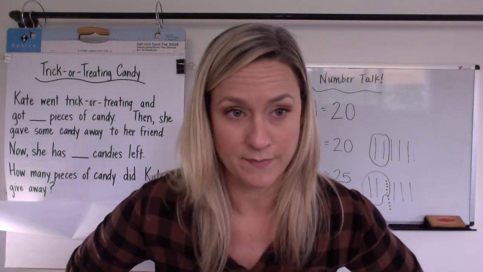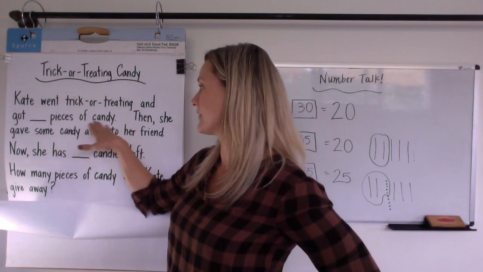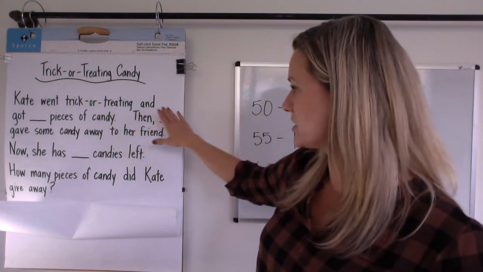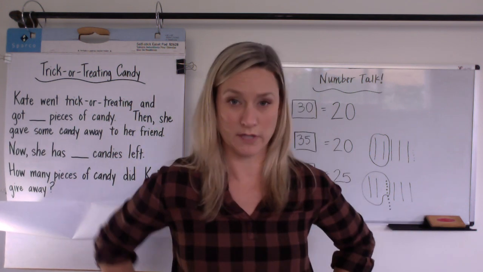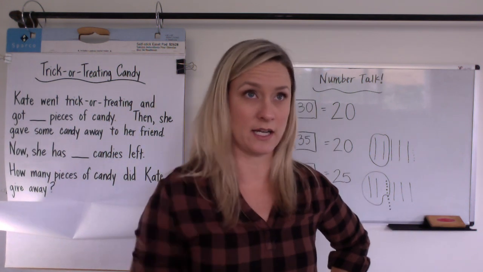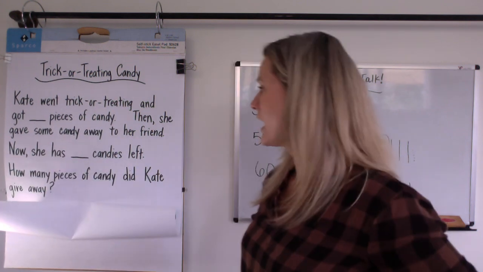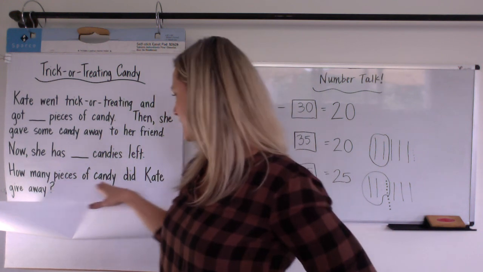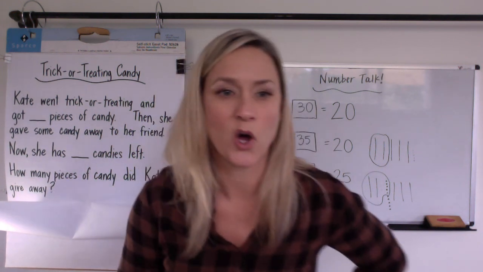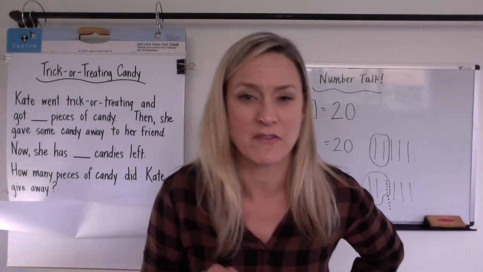Trick-or-treating candy. Kate went trick-or-treating and got pieces of candy. Then she gave some candy away to her friend. Okay, so Kate got some candy. Then she gives some away to a friend. Now she has candies left. How many pieces of candy did Kate give away? Okay, so we're trying to figure out how many pieces Kate gave away.